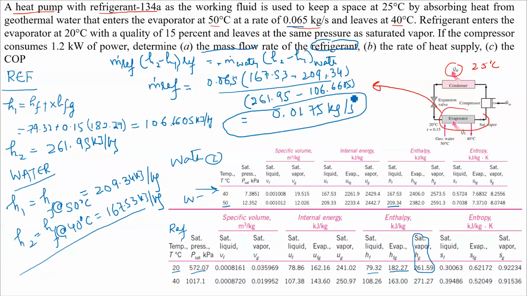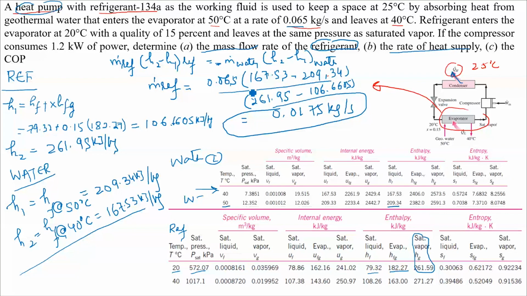All right. Now the second part is the rate of heat supply. Heat supply is through the condenser, since it's a heat pump. The minus sign would cancel out: 167.53 minus 209.34 would be a negative, so the minus sign cancels out.